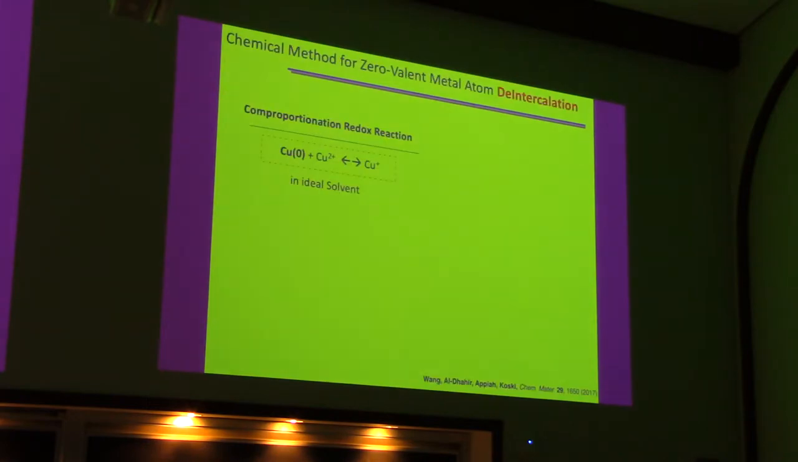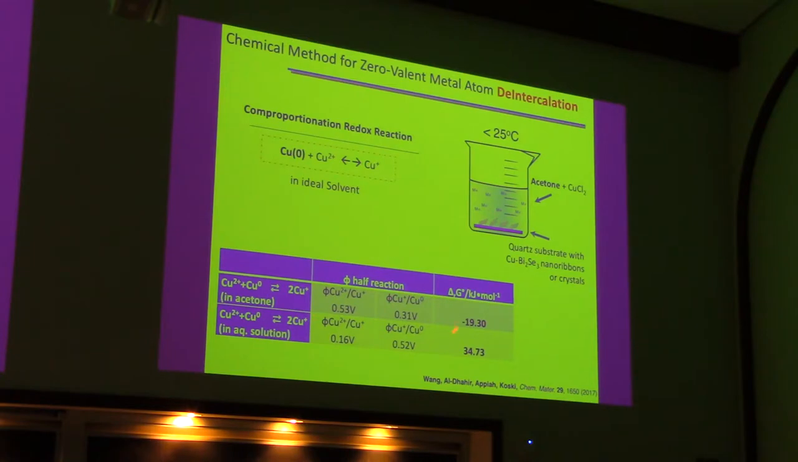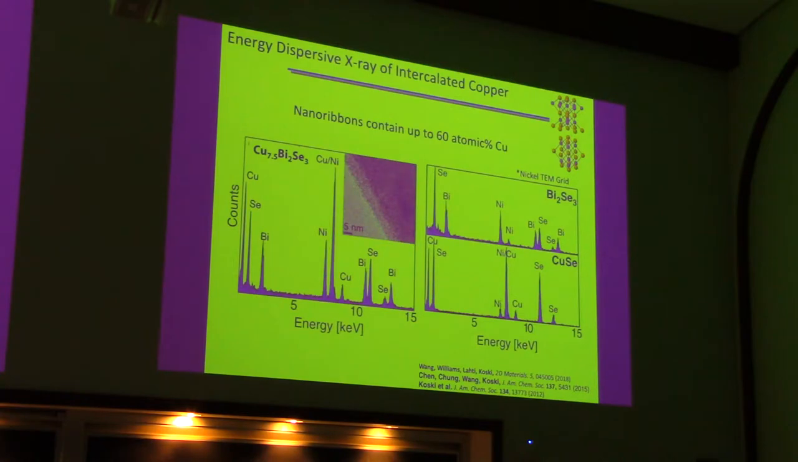So let me show you that this works, but actually first let me show you how we get it back out. We can get it in through a disproportionation redox reaction. We can pull it out using a comproportionation redox reaction, which you do not learn in general chemistry. But you can take copper zero, add in copper two plus, and you get out a copper plus one. It's just the reverse. This only takes about an hour. You just drop the substrate in a solution of acetone with a two plus salt. You wait a few minutes, wait an hour, and all of the copper zero will come out. It works because of the Gibbs free energy of having copper plus in solution. Notice this has a low negative Gibbs free energy. This means the copper atom is going to be pulled out, whereas this high Gibbs free energy means it's going to stay in.